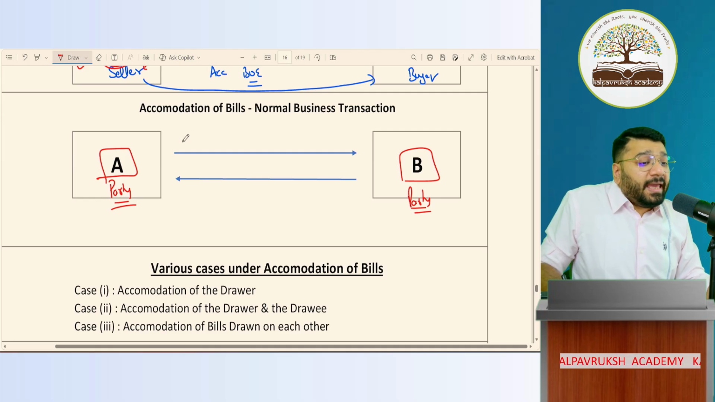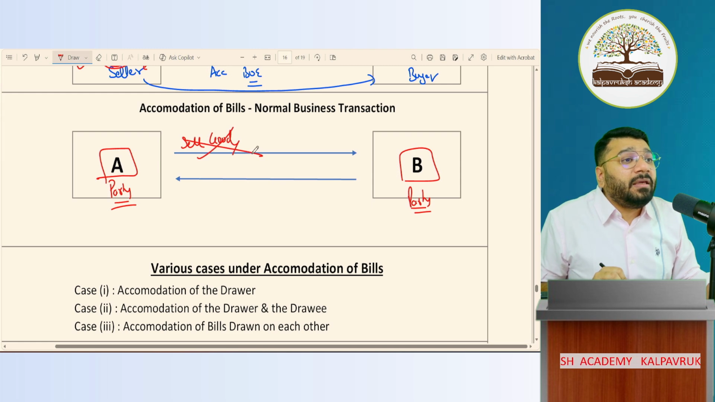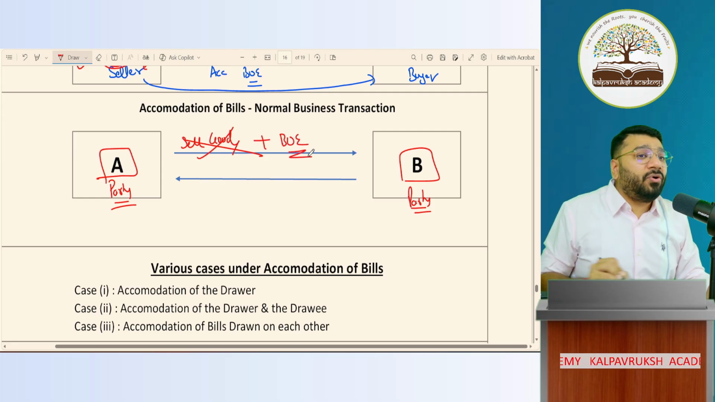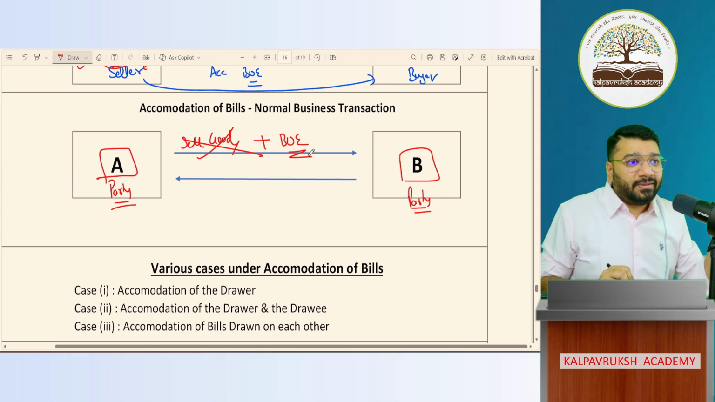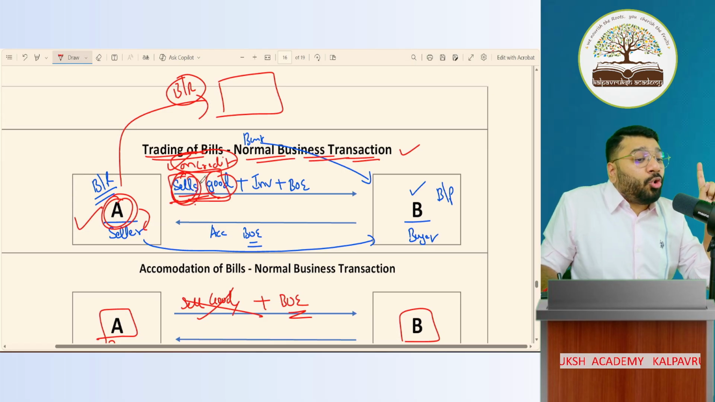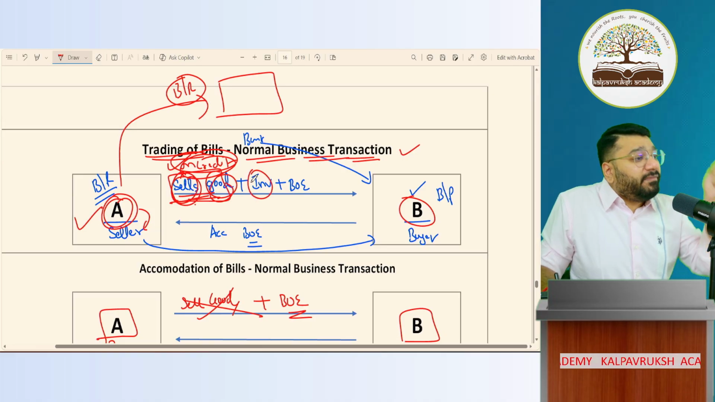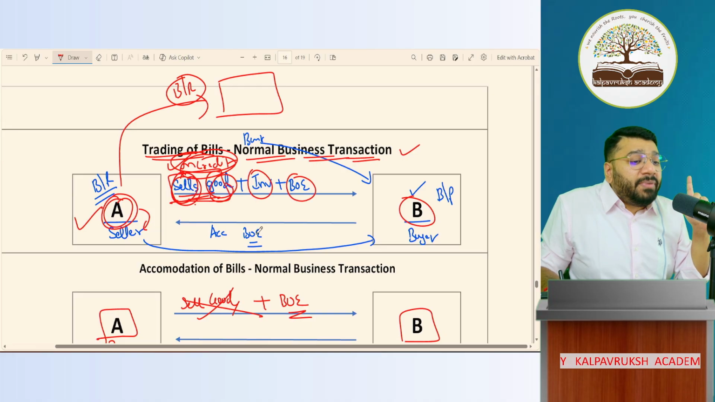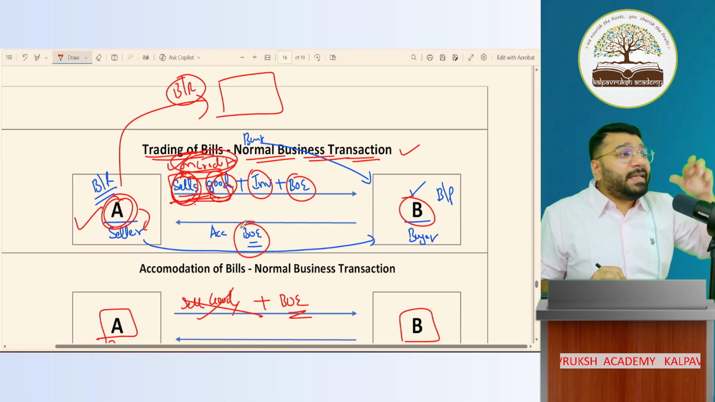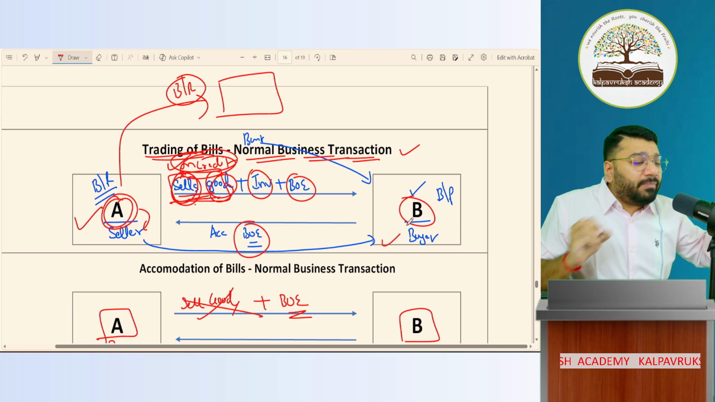Why? Because A is not selling any goods to the party B. But he is sending a bill of exchange. Oh my God. One more time. In the previous transaction, A sold goods on credit to B. With that, he sent the invoice. With that, he sent the bill of exchange. B accepted the bill of exchange because he enjoyed the product. For enjoying the product, he has to pay money. So he agreed to a liability in the form of a bill of exchange.